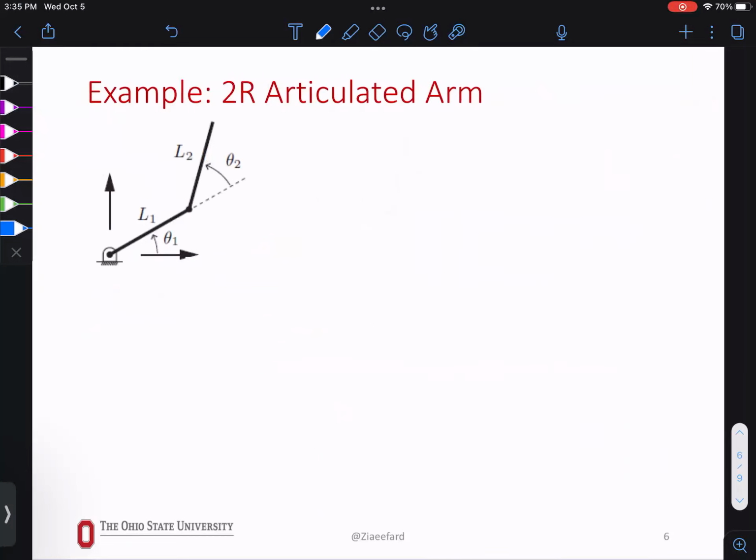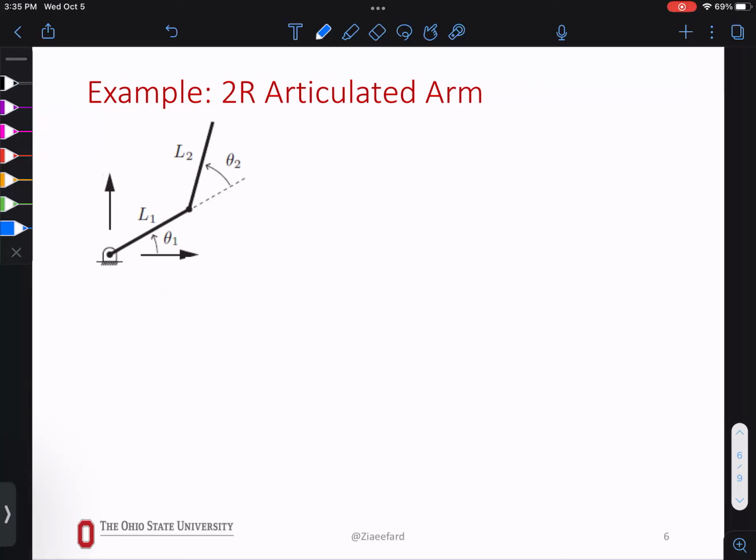A 2R articulated robot, right? So if I ask you what the velocity kinematics expression looks like, you would say, well, I have theta 1 and theta 2, those are my joint variables. And I know my end effector is going to be x1, x2, and two angular velocities, right? So you already know how it looks.